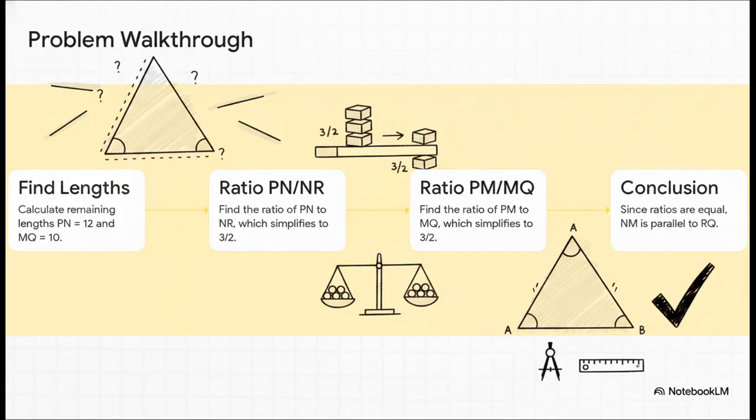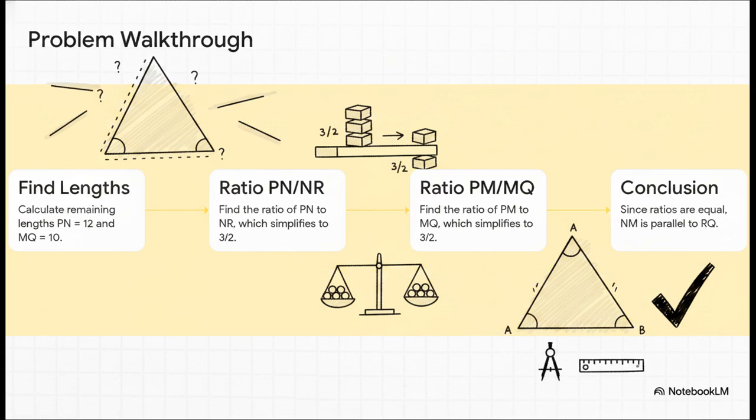Let's walk through the arithmetic step by step. Step 1, we must find the missing pieces. Since PR is 20 and NR is 8, PN must be 12. Since PQ is 25 and PM is 15, MQ must be 10. Simple subtraction. Step 2, we find the ratio of PN over NR. That's 12 divided by 8, which simplifies nicely to 3 over 2.